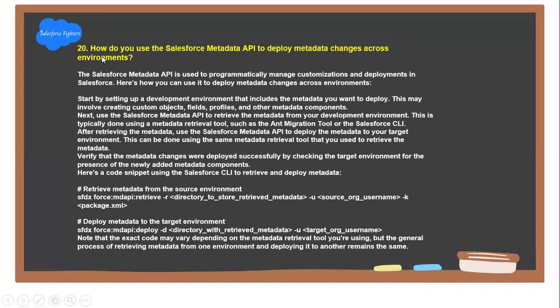Next question: how do you use the Salesforce Metadata API to deploy metadata changes across environments? The Salesforce Metadata API is used to programmatically manage customization and deployment in Salesforce. Here is how you can deploy metadata changes across environments. Retrieve the metadata from the source environment, then deploy the metadata to the target environment.